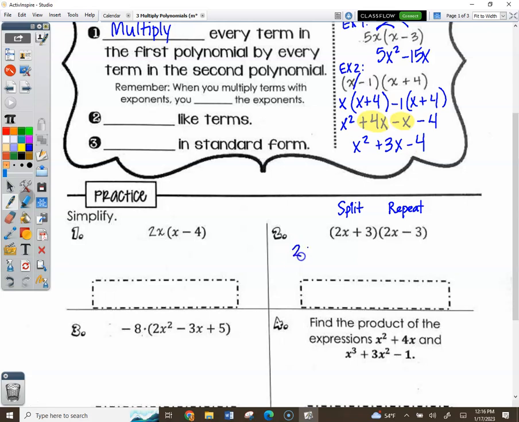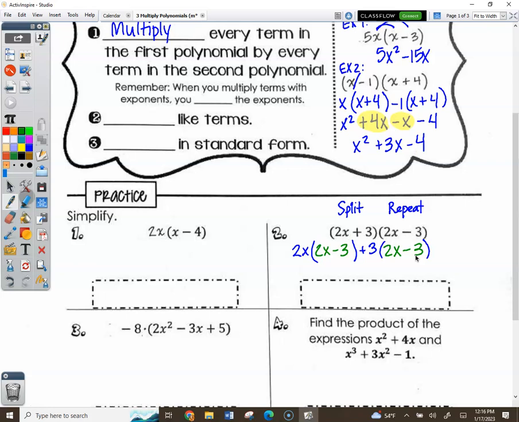So I've got 2x, beep, plus 3, beep. See that? Now in the parentheses, what am I going to write? It helps if you label it too: split, repeat. I'm going to repeat 2x minus 3 in here. Now I've set it up exactly how we did Friday's lesson: a monomial times a binomial.